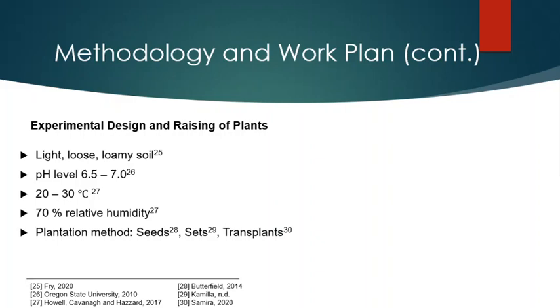Green onions prefer light, loose, and loamy soil with a pH level of 6.5 to 7.0. Plantation of green onion is said to be easy as it can be planted in neutral soil. To enhance the growth rate, the optimal temperature for plantation is 20 to 30 degrees Celsius with a relative humidity of 70%. The soil should not be too wet because it might cause the roots to rot.